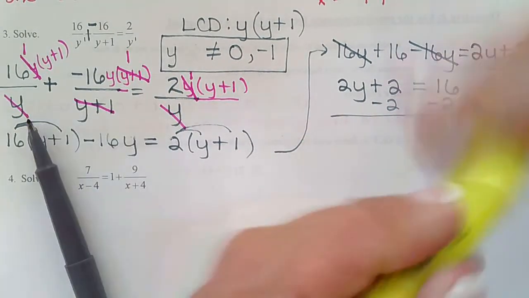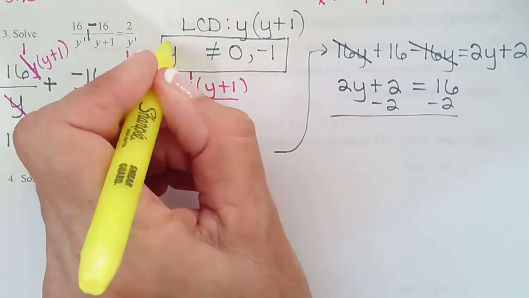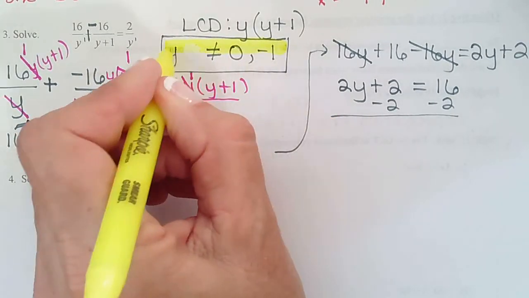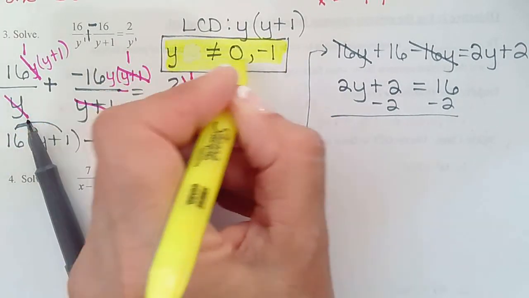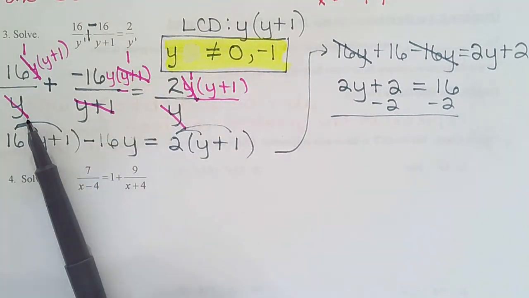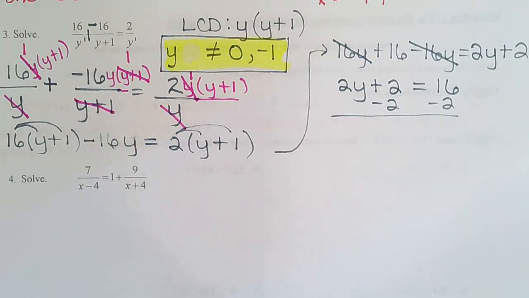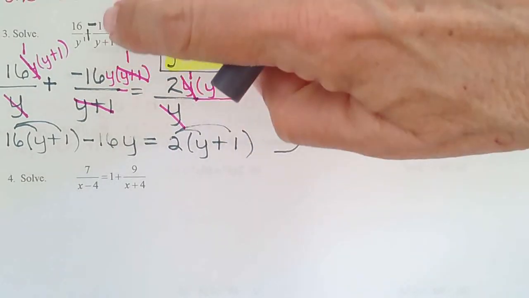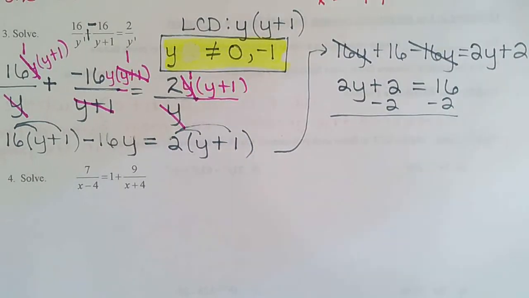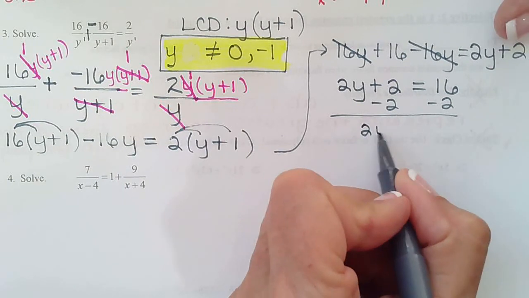And I just remembered I forgot to highlight my restrictions. I think most people that miss this problem on the test miss it because they don't pick the right LCD. They just write y plus 1, but y and y plus 1 don't have anything in common, so you have to pick both y and y plus 1 because they're two separate factors.